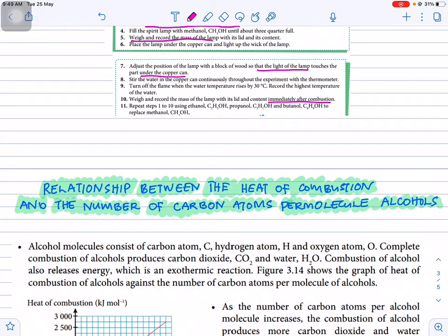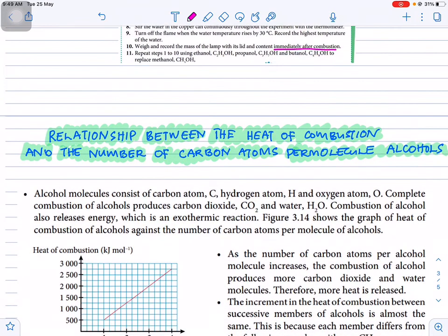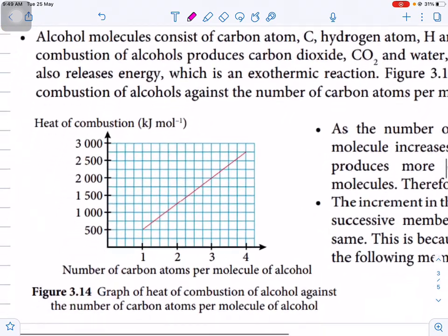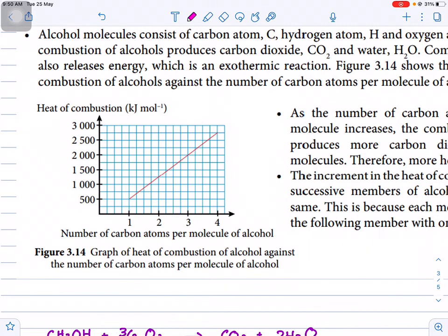We can prove the relationship between the heat of combustion and the number of carbon atom per molecule alcohol. The data from this experiment, kita boleh buktikan perkaitan di antara bilangan carbon atom per molecule alcohol and the heat of combustion. Okay, so this is the data that we're supposed to get. What does it mean? This is the number of carbon. So we can say it's directly proportional, meaning that as the number of carbon atom per molecule increase, so the heat of combustion will also increase. It's directly proportional. So dia berkadar langsung.